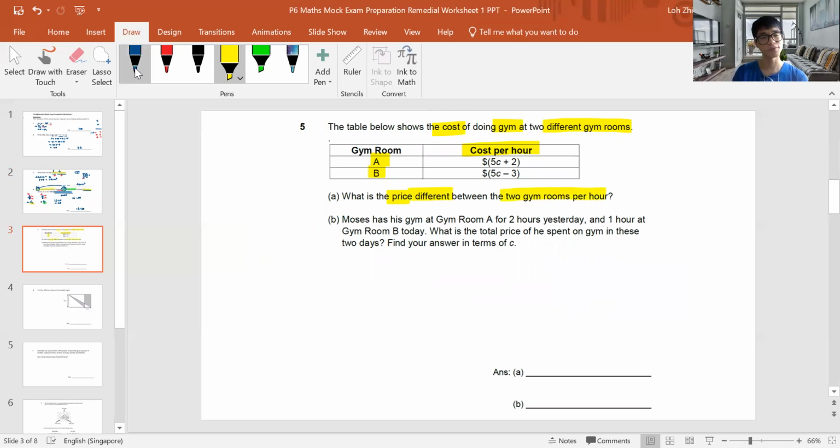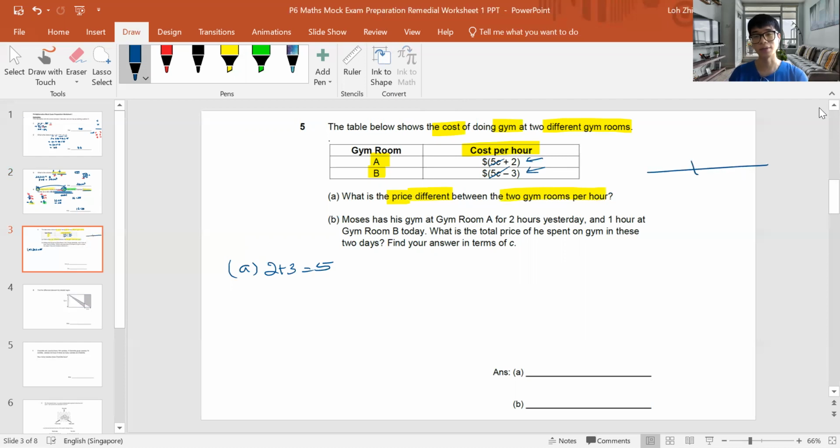Now, we know the first one is 5C plus 2, and the next one is 5C minus 3. So 5C, actually, we don't need to care about it. We know that A is 2 more, B is 3 lesser than it. So actually, we know that the difference is 2 plus 3, and actually is $5 difference in terms of the price per hour.